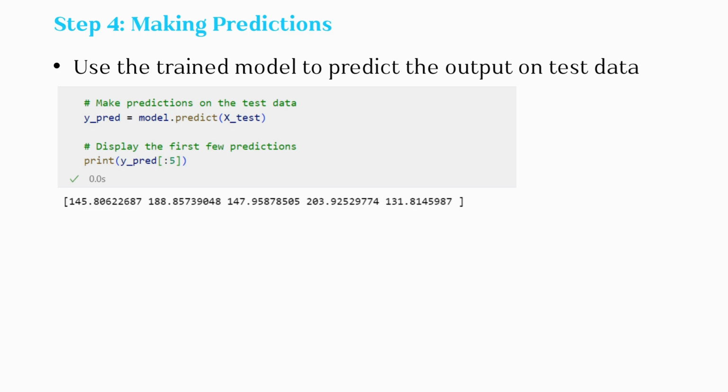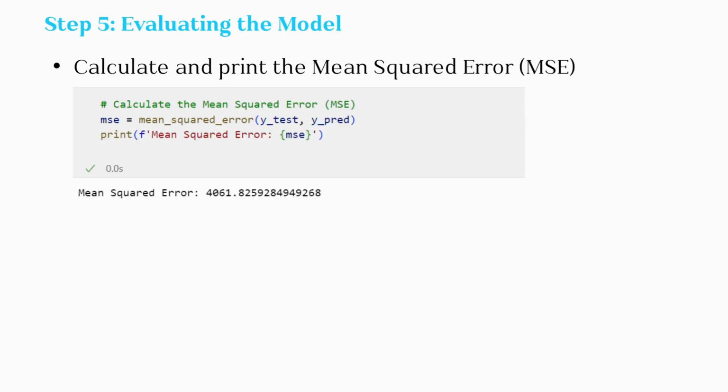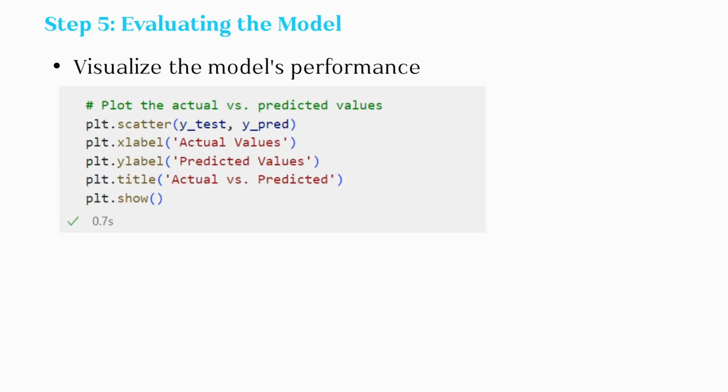Now it's time to evaluate our model. We calculate the mean squared error, MSE, to measure how well the predictions match the actual values. We'll also create a scatter plot to visualize the relationship between the actual and predicted values, which helps us understand how well our model fits the data.